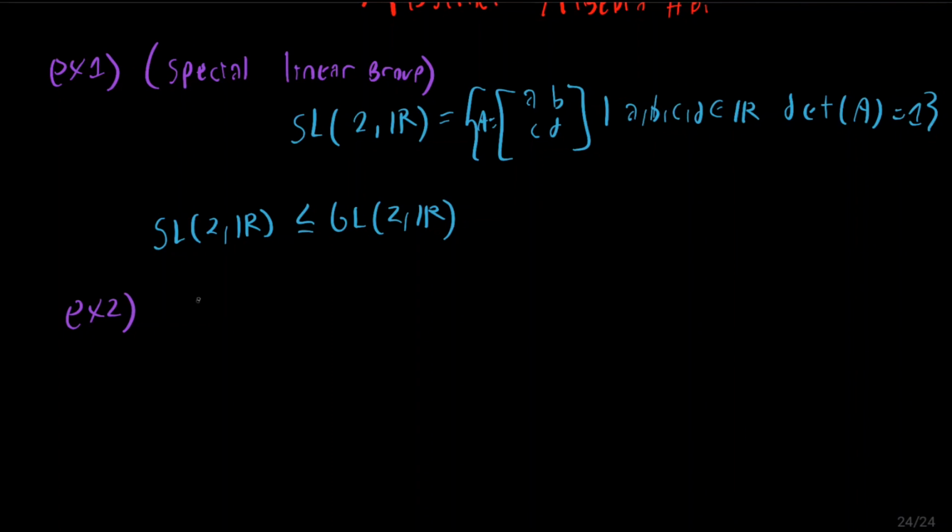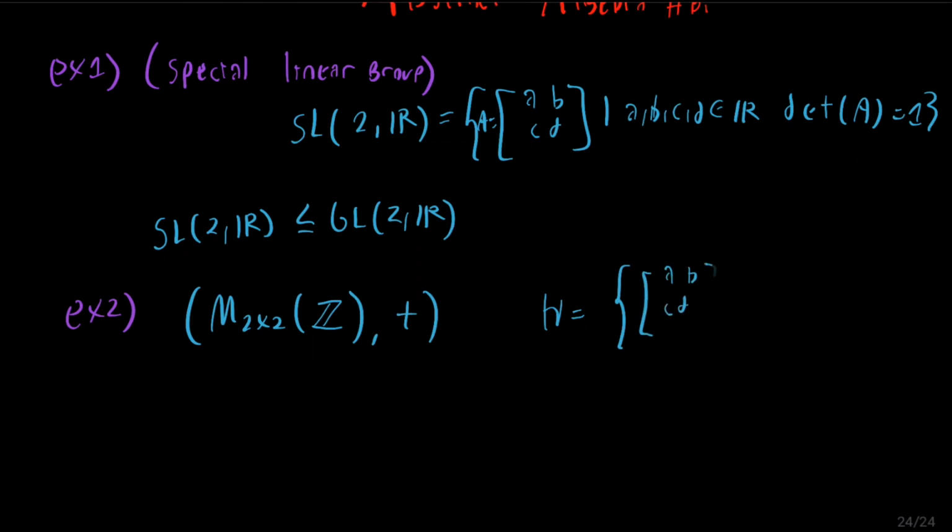Now let's consider the group of 2 by 2 matrices with integer entries under addition. This of course forms a group, and it's very easy to check. And now let's consider the following subset of this group, that is the set of 2 by 2 matrices, of course with integer coefficients, such that their sum is 0. Now we ask ourselves, is this a subgroup?